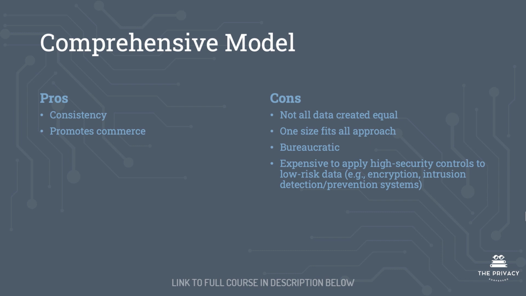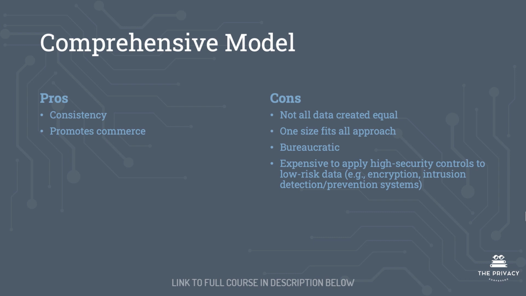With regards to the comprehensive model, the pros are consistency and the promotion of commerce. Individuals are more likely to participate in the market, to buy and sell things when they feel like their personal information, their bank account, their credit card information is all protected, when they don't have to worry about identity theft or any types of threats like that. Cons, however, include not all data is created equal, a one-size-fits-all approach. The comprehensive model is often maligned for being overly bureaucratic. And finally, it's expensive to apply high security controls to low-risk data.